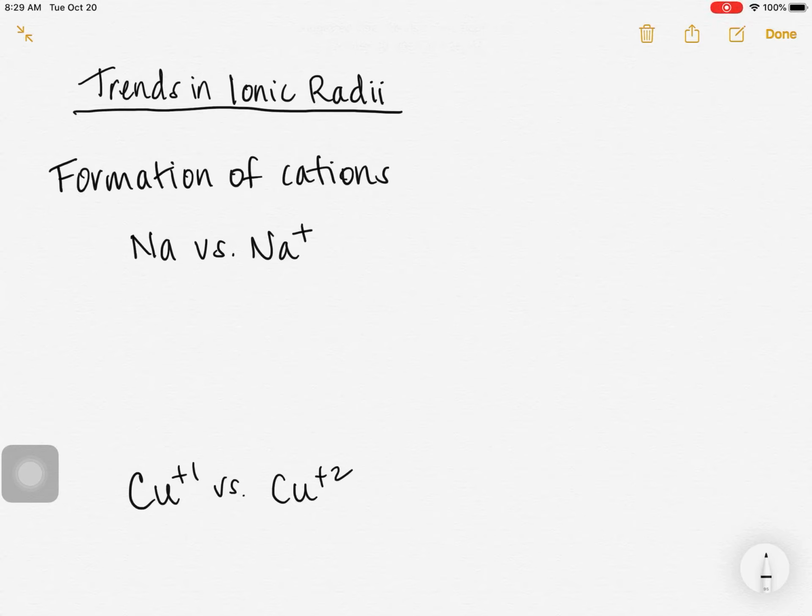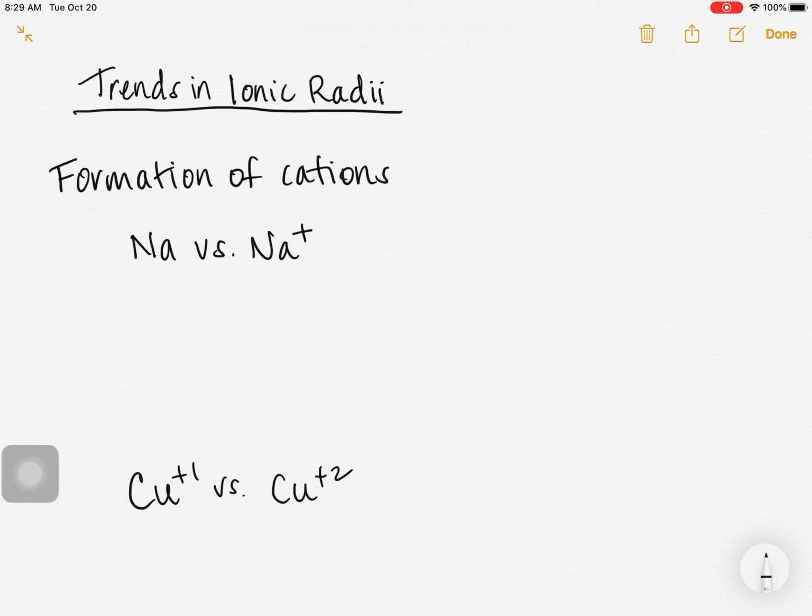Okay, this video is on trends in ionic size or ionic radius. And this really isn't so much a trend as in earlier when we were drawing the arrows across the table for Zeff and atomic size. This is more of a bold statement relating the sizes of cations and anions to their neutral parent atom.